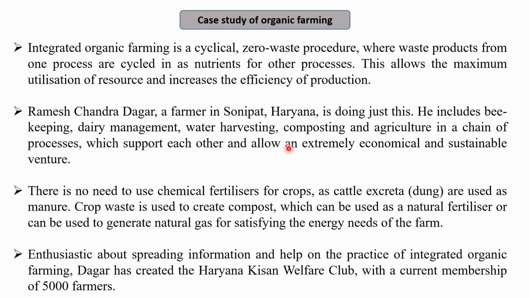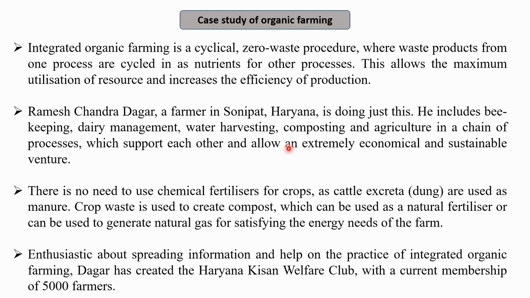So integrated organic farming is a cyclical zero waste procedure where waste products from one process are used as nutrients for another process. For example, if I have cattle and I have a field, I can use the waste product from the cattle, that is the dung, as manure for my field, and the waste product from my field as food for my cattle. So this is a cyclical zero waste procedure, and this allows the maximum utilization of resources and increases the efficiency of production.